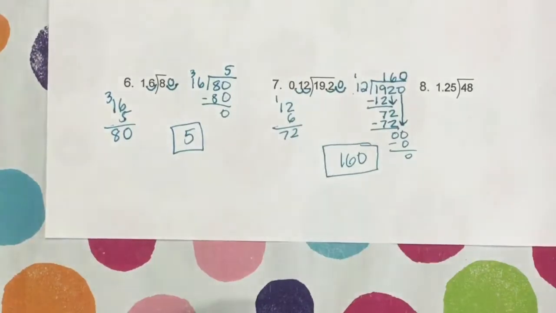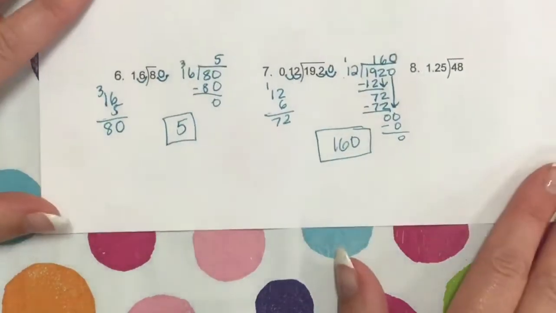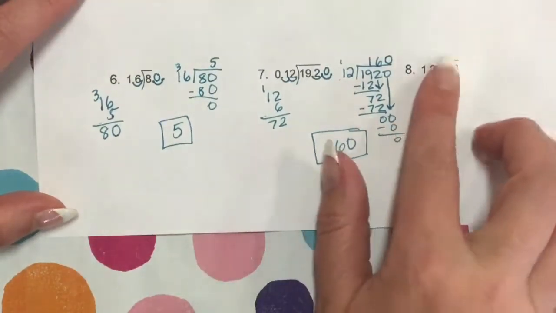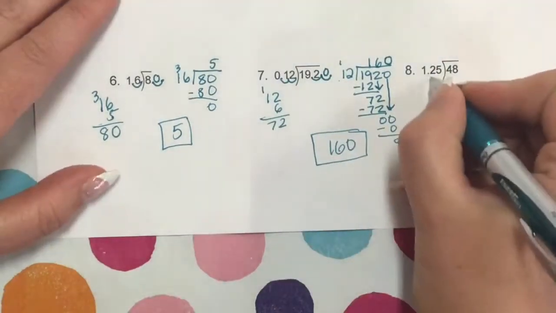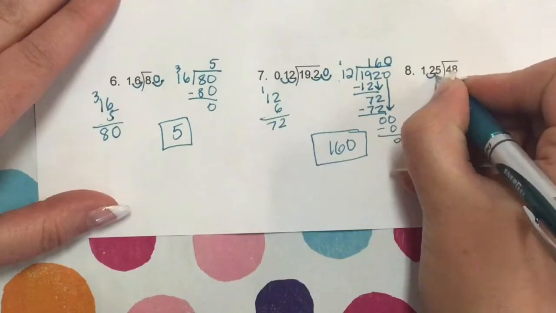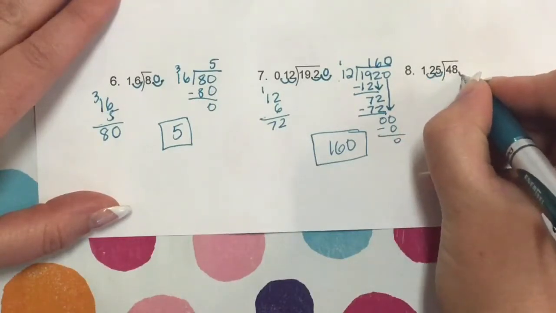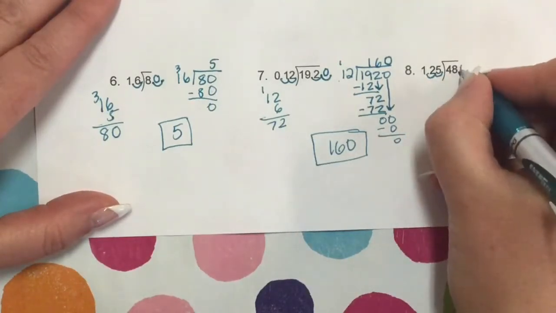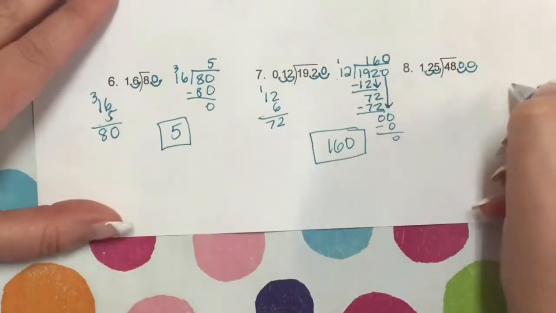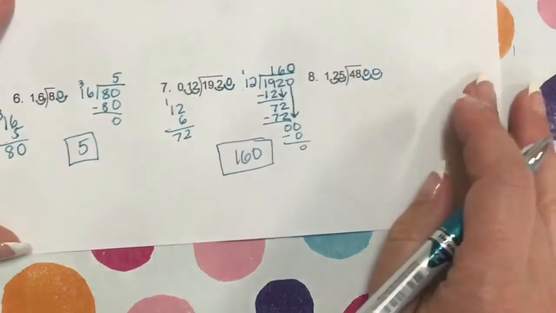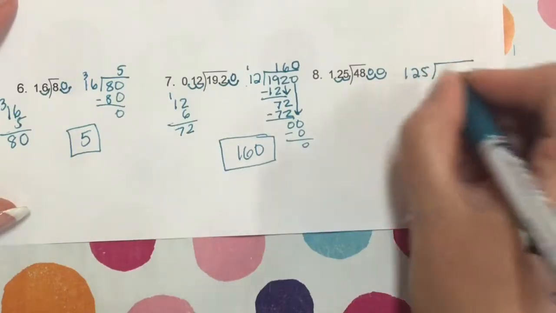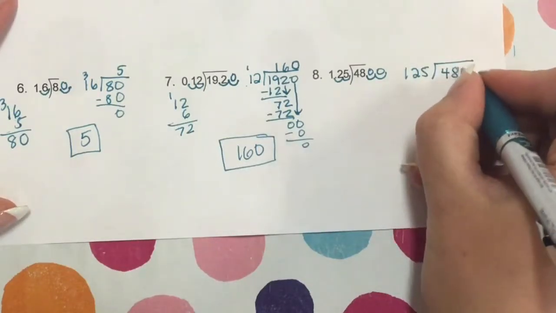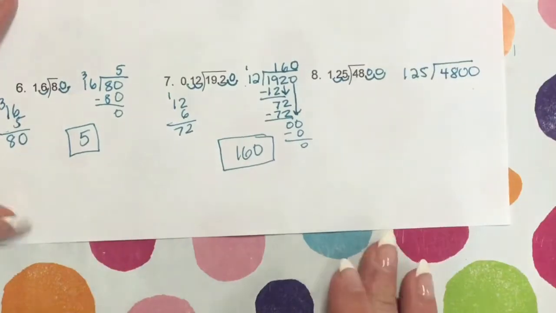Okay, on to problem 8. This is 48 divided by 1.25. So we have to get rid of this decimal. We're going to move it over 2 places, and we have to do it here too. 1, 2, there's nothing there, so we have to add zeros. So this is actually going to end up being 125, and so it's going to be 4,800 divided by 125.